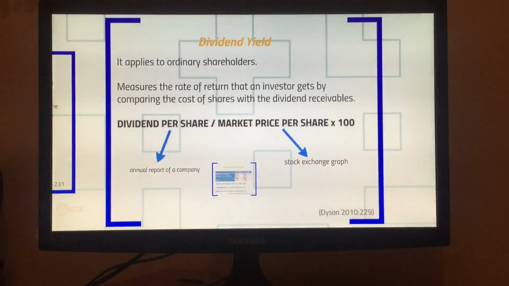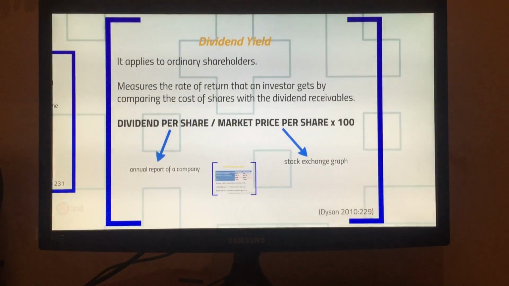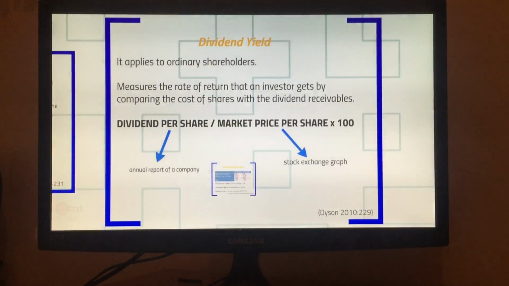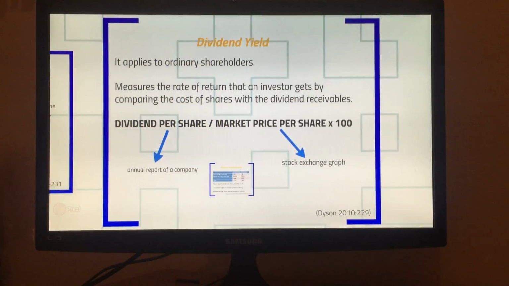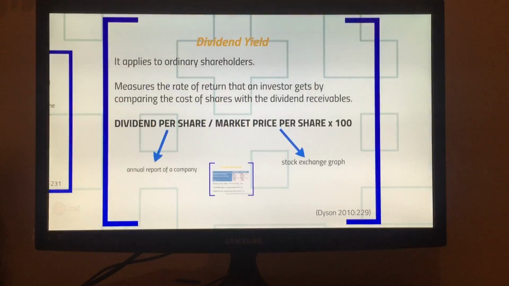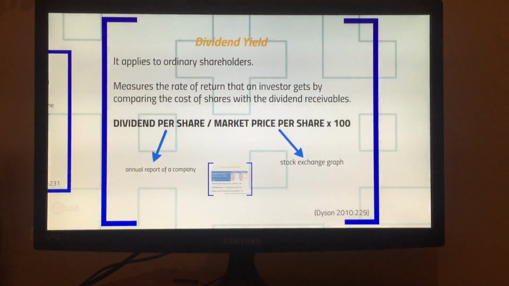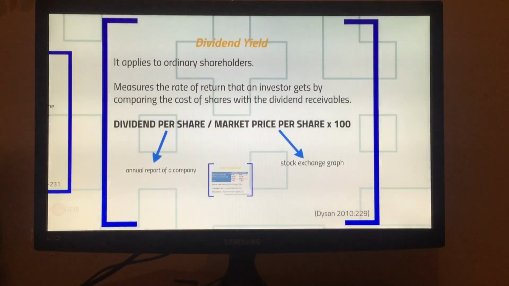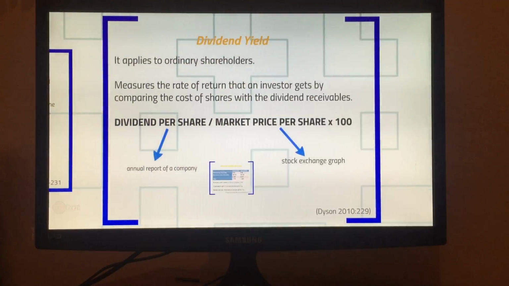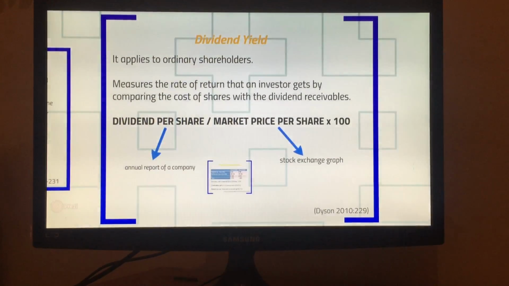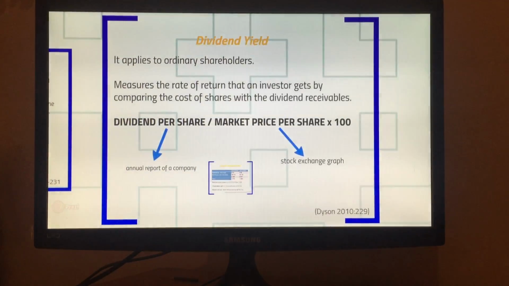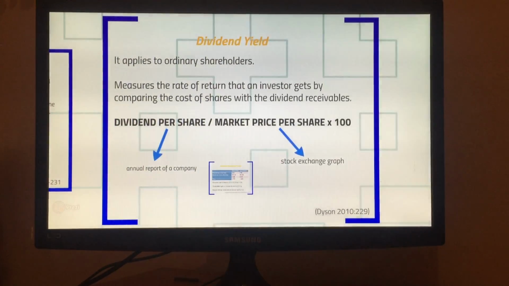Dividend yield. It applies to ordinary shareholders and it measures the rate of return that an investor gets by comparing the cost of shares with the dividend receivable. The formula for dividend yield is dividend per share divided by market price per share times 100. To find the dividend per share, you can find an annual report of a company, and you can find the market price per share from the stock exchange graph.